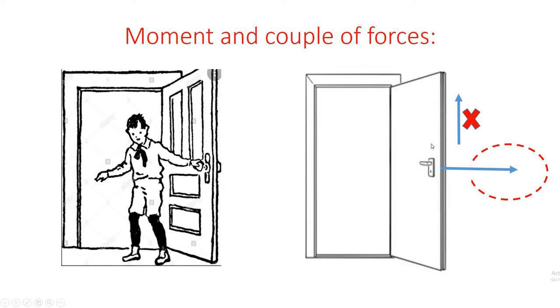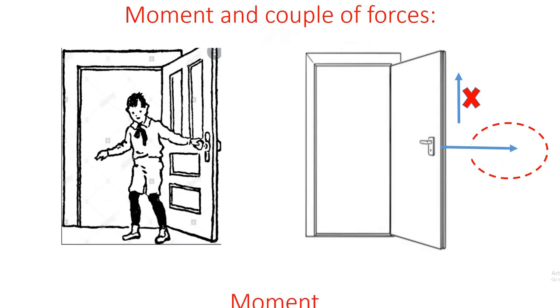So opening and closing of a door is one type of moment, one type of rotation, but it is mandatory to give perpendicular force to generate the same rotation, right? So you can say moment is nothing but force multiplied by perpendicular distance.